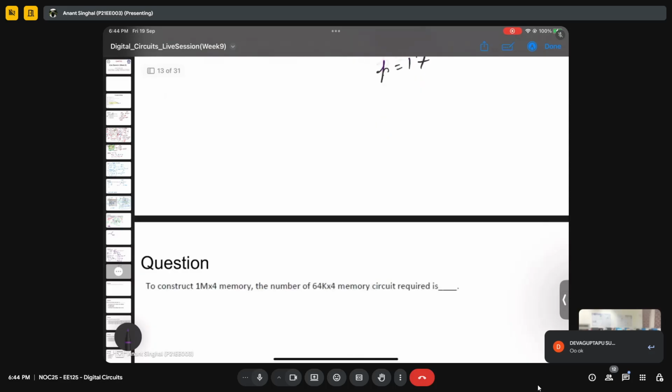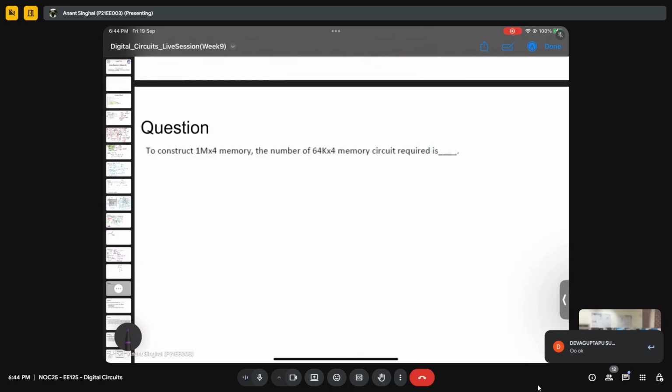Let's move ahead quickly. It says to construct a 1 mega cross 4 memory, the number of 64 kilo cross 4 memory circuits required is how much? This is again a very simple question. Do you want to try it or shall I do it by myself? Okay, maybe take 2-3 minutes and then I'll solve it. Write your answers in the chat box.